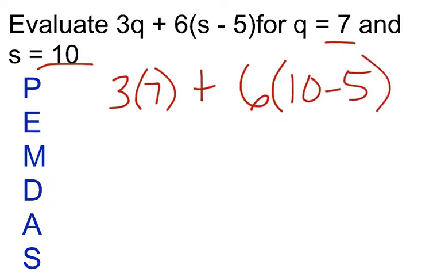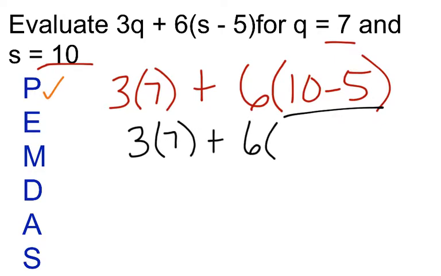So now I've rewritten my problem, and now I, of course, follow my order of operations. I have parentheses first. And again, don't confuse this parentheses with this parentheses. Here's my parentheses. So I'm going to keep everything the same. 3 times 7 plus 6 times 10 minus 5 is 5. So then I'm going to do exponents next, which I don't have. Then I'm going to do multiplication and division from left to right. Well, I don't have division, but I can multiply.